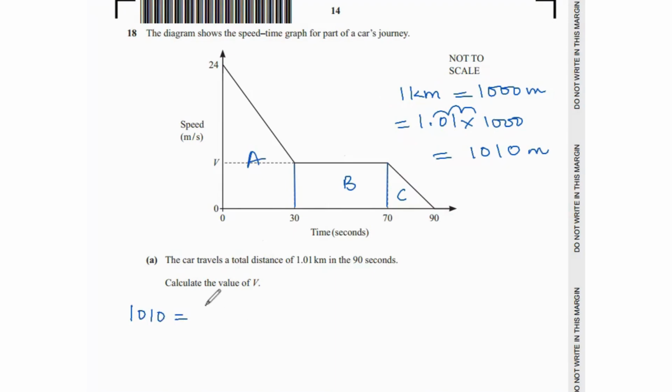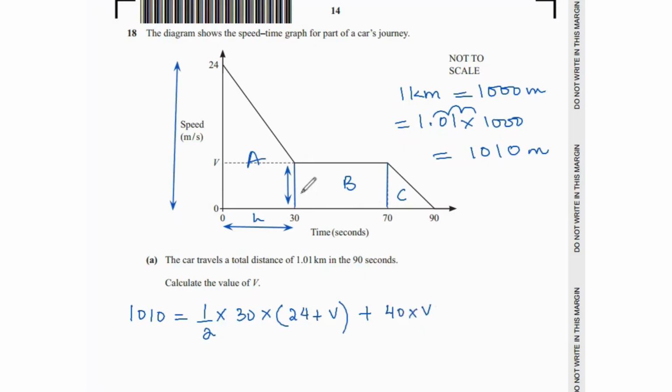1010 meters equals half times the height, which is 30 for the trapezium. Let me highlight that. This is your height of the trapezium times the sum of parallel sides. Parallel sides are this 24, and then we have this v. So 24 plus v. Then plus area of the rectangle, which is going to be 70 minus 30, 40 times v, because length times width. And then plus the triangle, half times the base, which is 20. This is the base, and the height is v again.